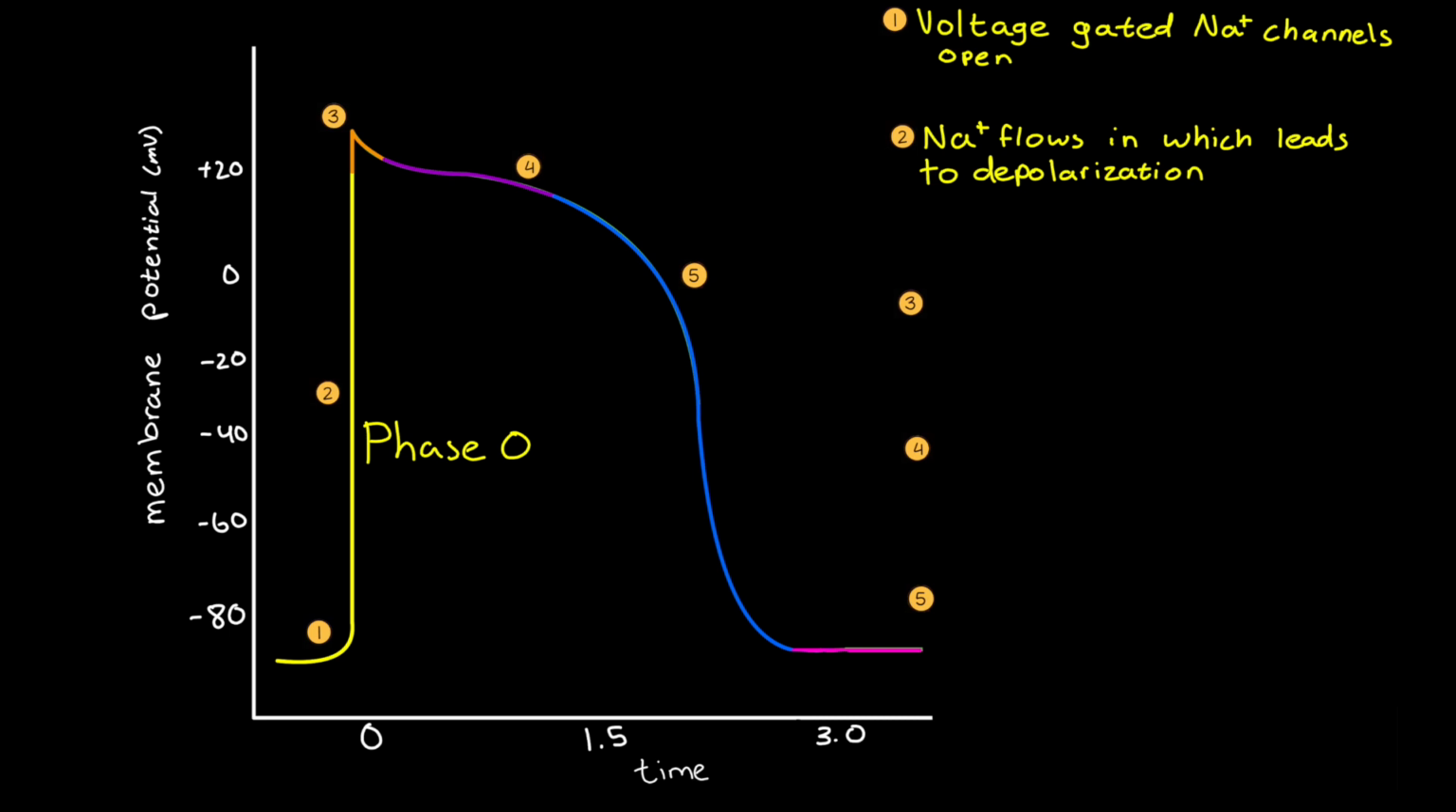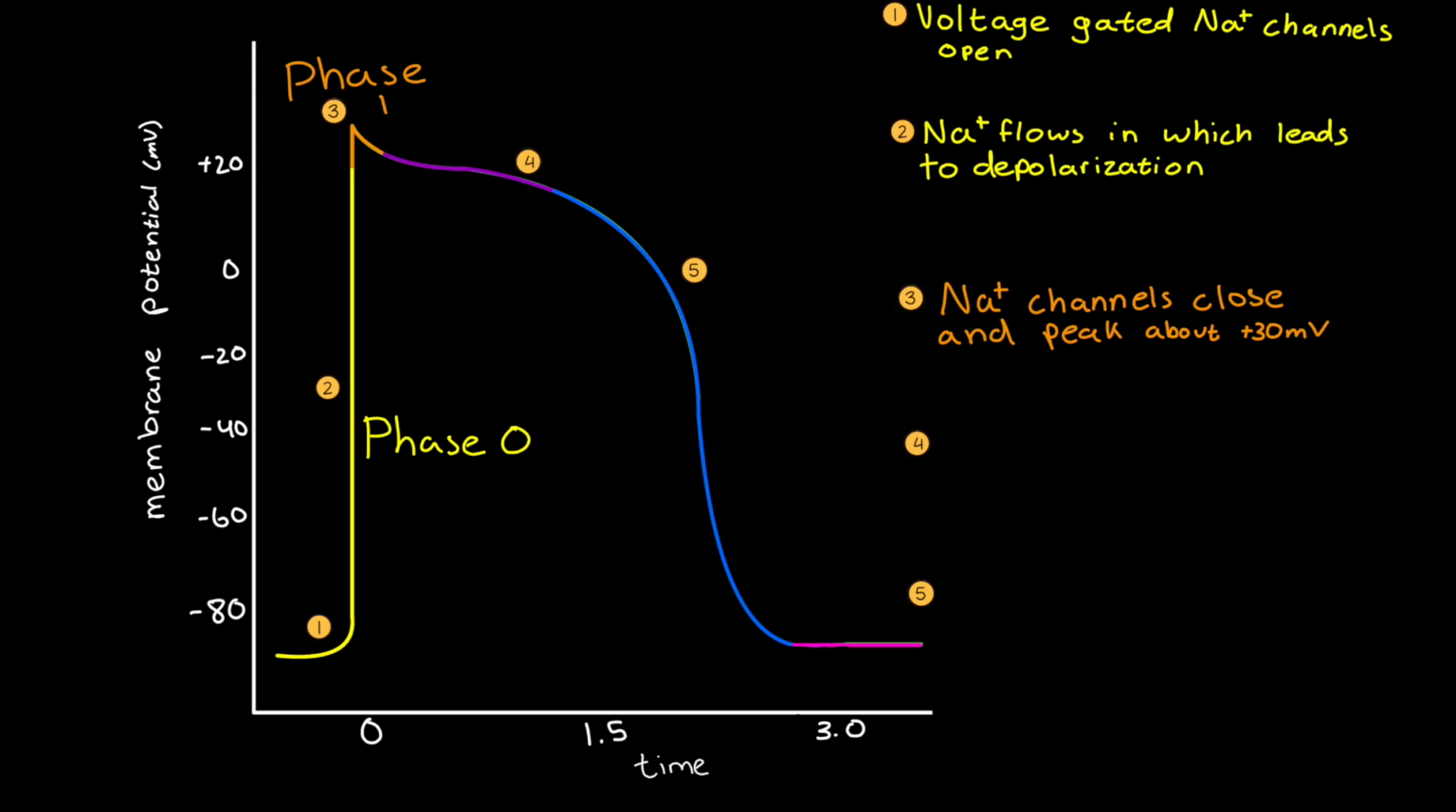Now, when sodium is entering the neurons, this results in depolarization. And in phase 1, the sodium channels will actually close and the membrane potential will peak at a positive 30 millivolts.